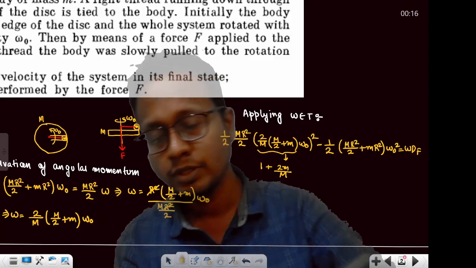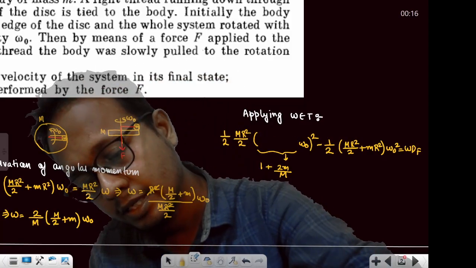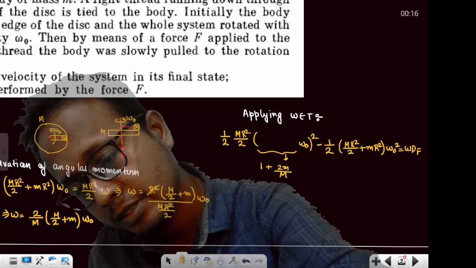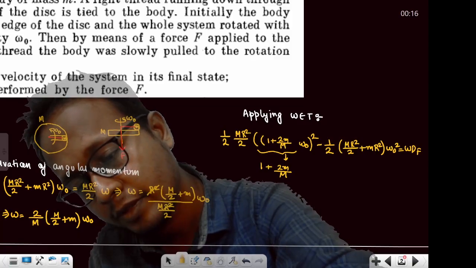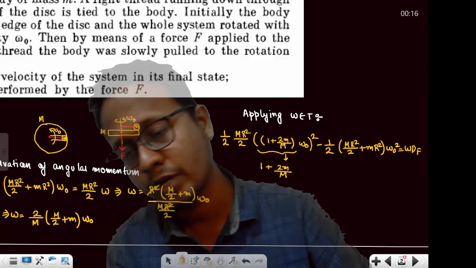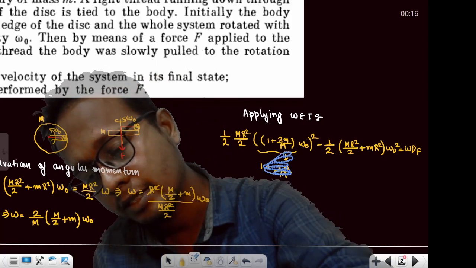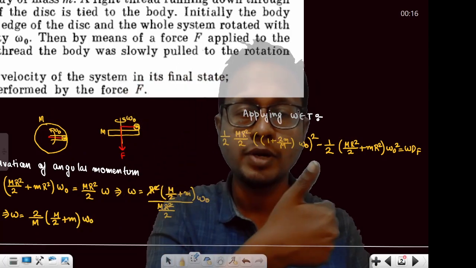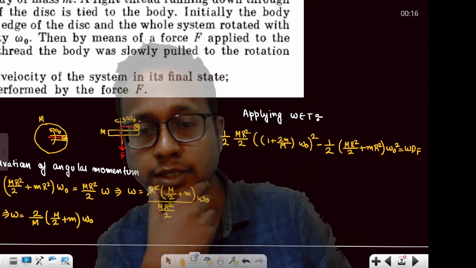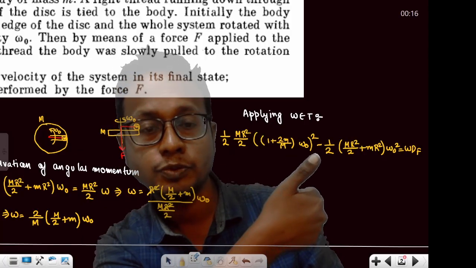So this entire thing would be nothing but 1 plus 2m by capital M. Understood? If I substitute this entire thing, it would be nothing but 1 plus 2m by capital M, into omega naught square. Fair and fine. Now what are the remaining things that I can do? I can take half and r square, omega naught square common.